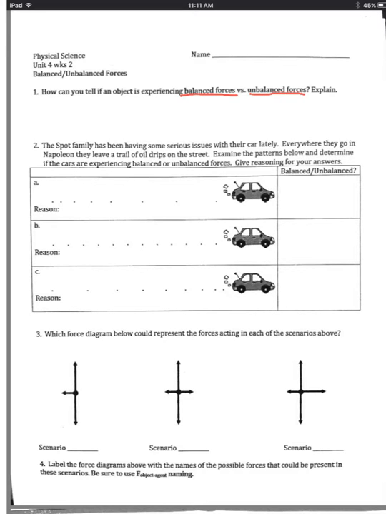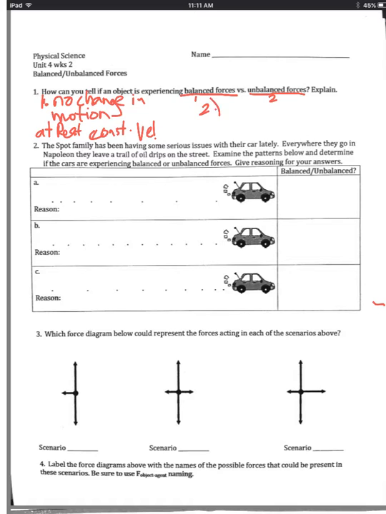Balanced forces versus unbalanced forces. So hopefully you'll know that when forces are unbalanced, I'm going to say that's 1 and that's 2. For 1, when they're balanced, we have no change in motion. So there's no change in motion when forces are balanced. That means it could be at rest. It could be in motion with a constant velocity.